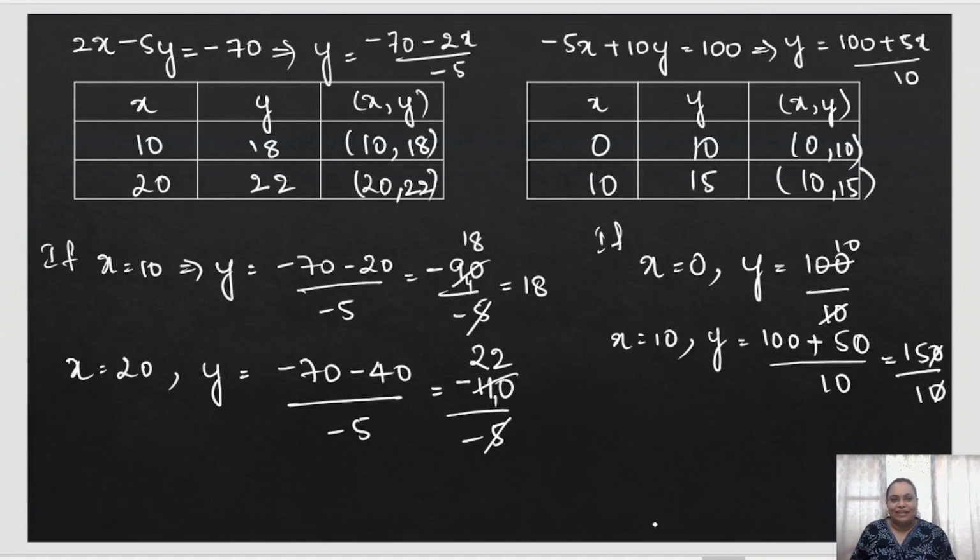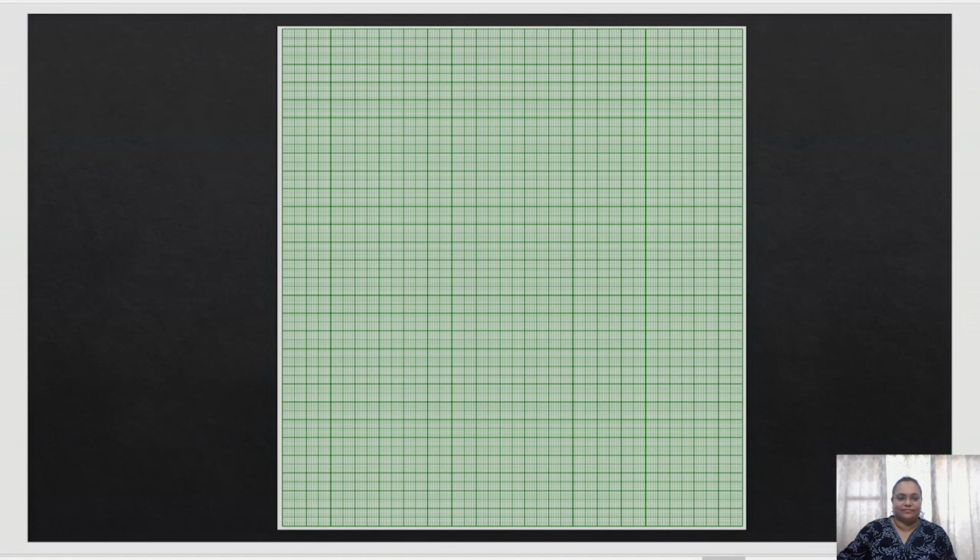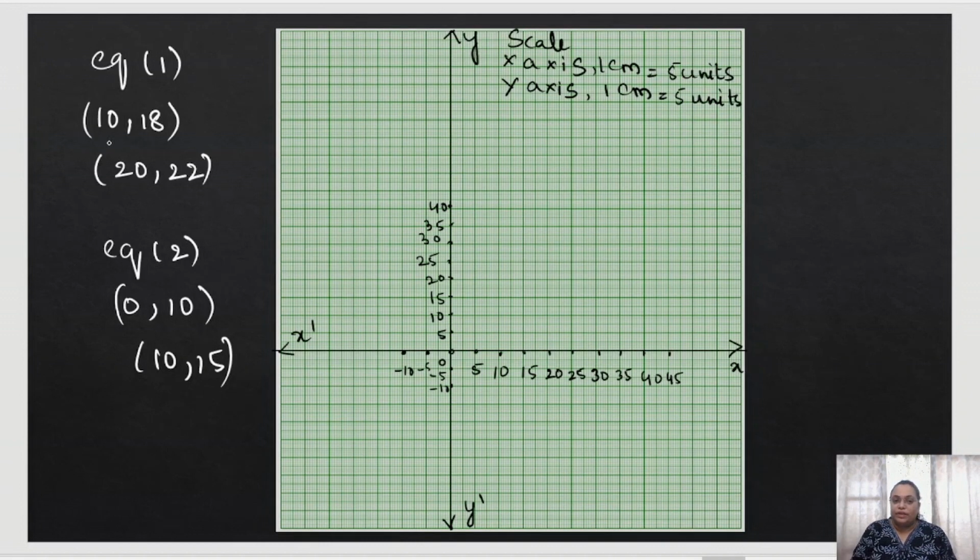Now let us plot the graph. The first point from the first equation is 10 and 18: 10 on the x-axis and 18 on the y-axis, which is here, this one.